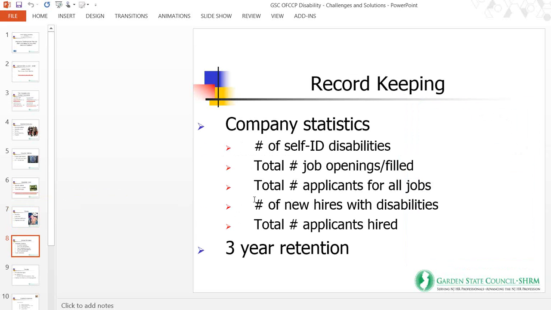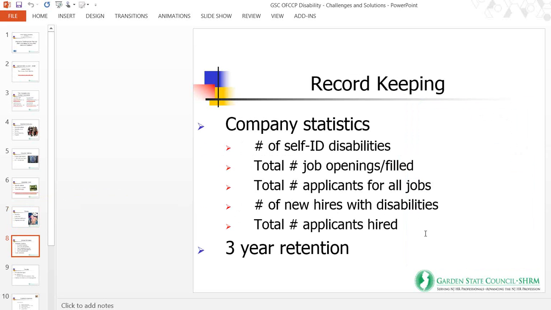Now, you can very quickly see how the larger an organization you are, the more information this ends up being. Because then we also have to include the number of new hires with disabilities and then the total number of applicants hired. So if you're on a hiring spree now, as we move through the economy and how things are moving right now, those numbers can balloon rather quickly.